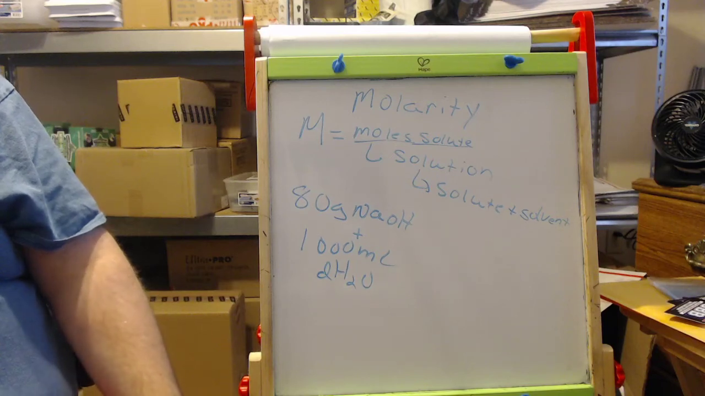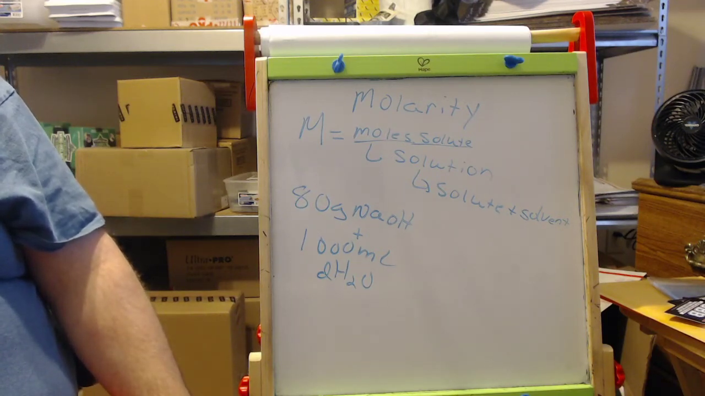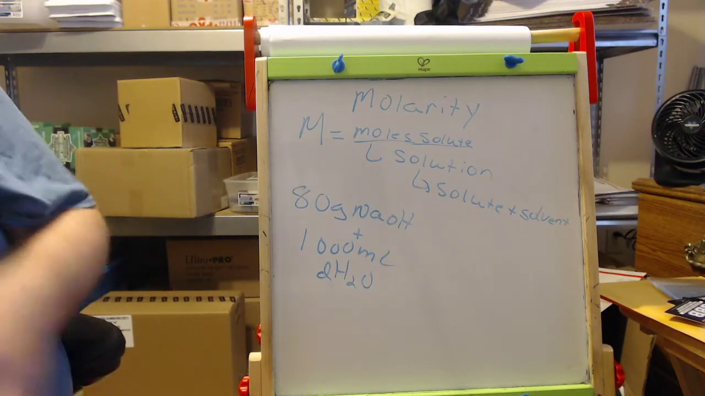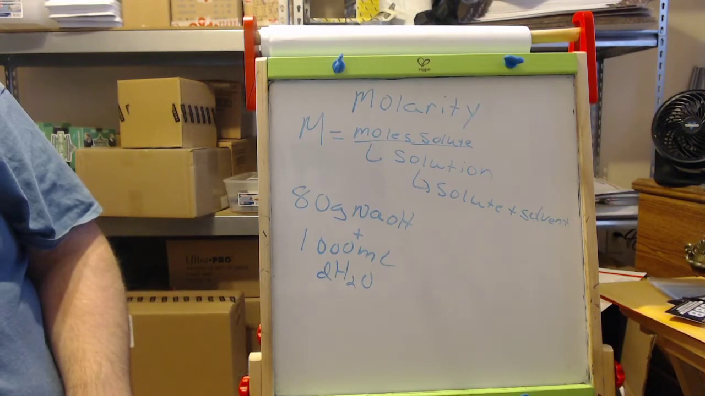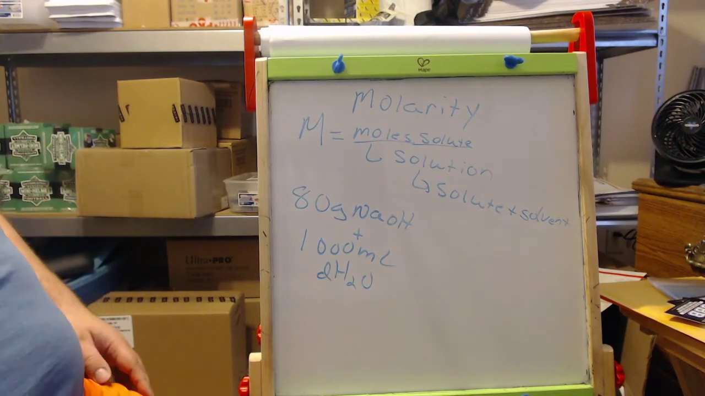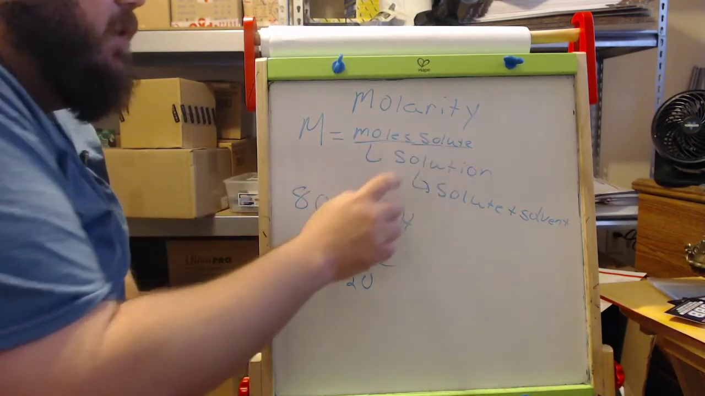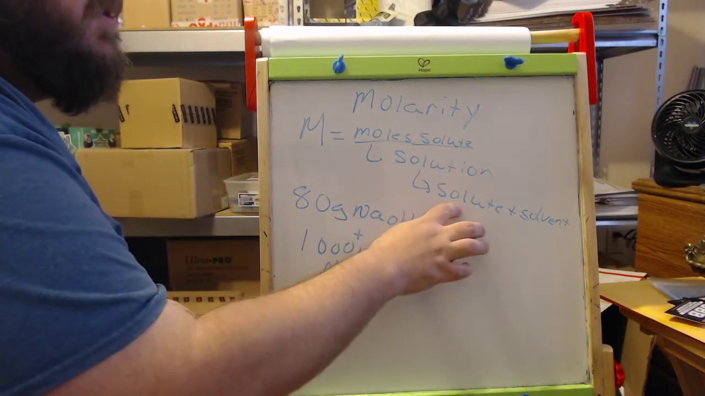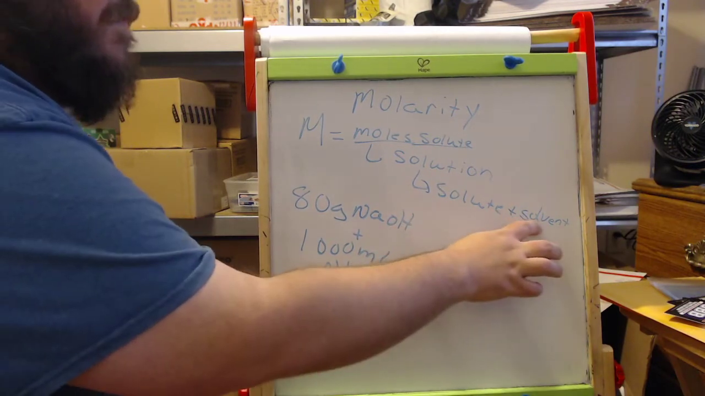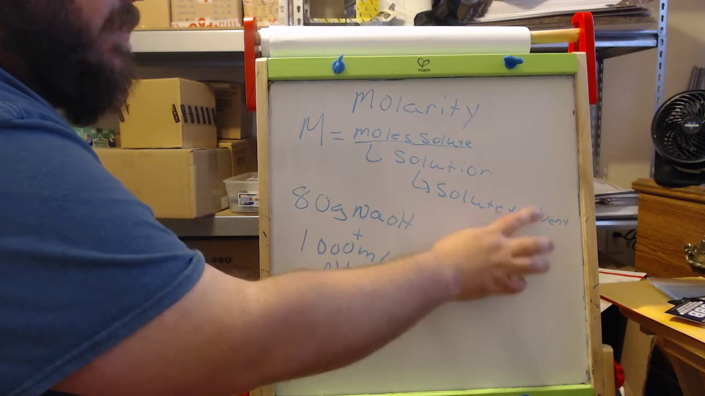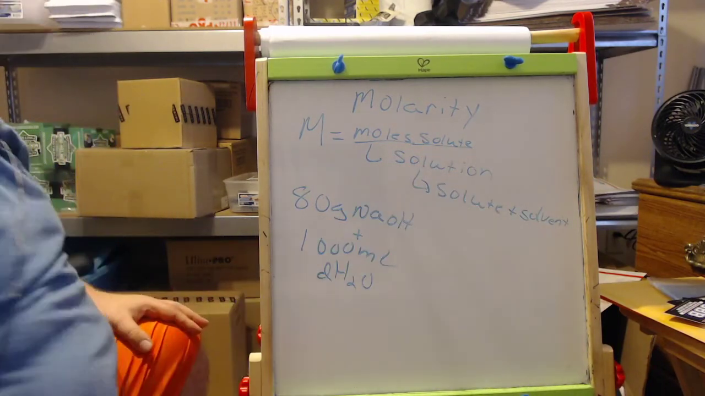The term we're going to talk about is molarity. Molarity is a measurement of concentration, a measurement of moles of solute per liter of solution. Solute is the substance being dissolved. Solvent is the substance doing the dissolving, and those two together make up our solution.